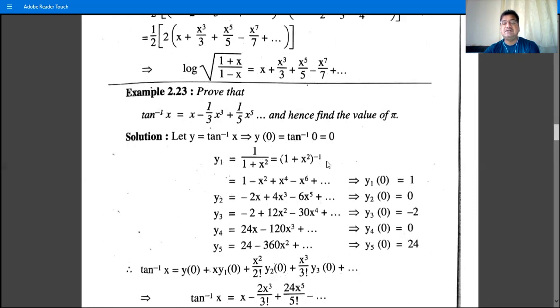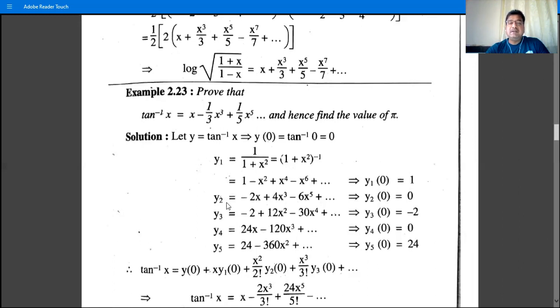And this expansion is what? 1 by 1 plus x, the expansion is 1 minus x plus x square minus x cube, and in this way. So here it is x square, 1 by 1 plus x square. So 1 minus x square, plus x square squared is x raised to 4, minus x square cubed is minus x raised to 6, and so on. And then the value at 0 is what? This is f dash x, suppose. So f dash 0 is 1, y1 at 0 is 1.